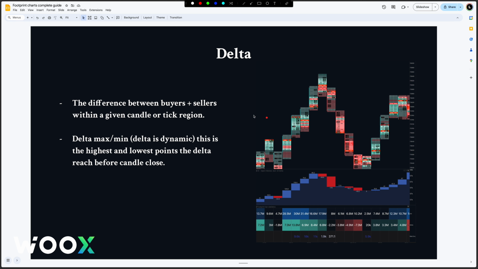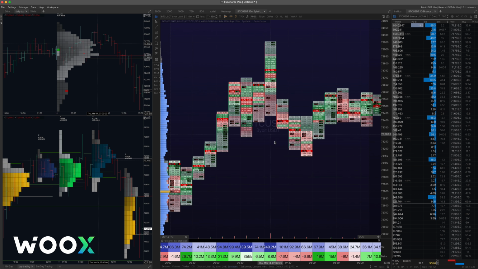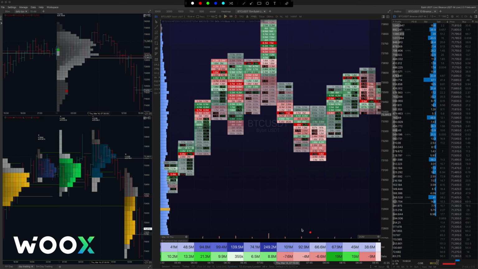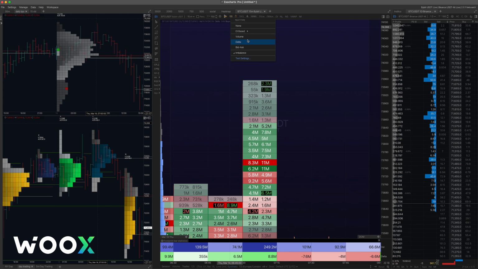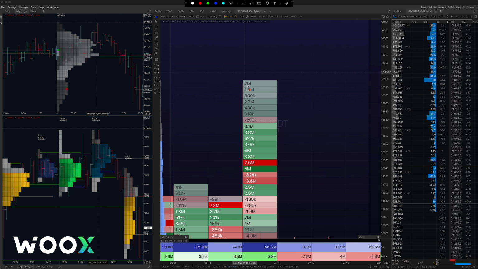Why I say given candle is because when you're looking at candle delta, I'll cover this now. If we're looking at per candle delta, you have 8.8 million in this candle here. Within the entirety of this massive candle, taking the buyers minus the sellers gives you 8.8 million positive delta. Now, when I say per tick region, if we change the text type to delta, rather than looking at per candle, we're looking at it per price increment based upon your tick settings. 2 million delta there, positive, 2.7 million there, positive, minus 256,000 there, negative, and so on and so forth.